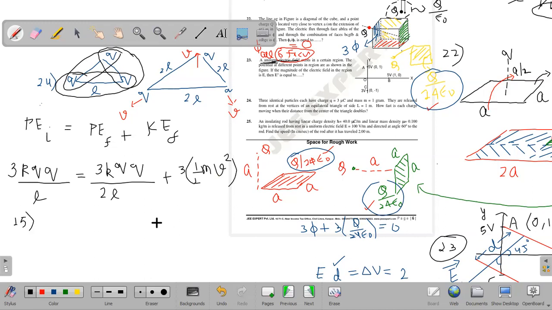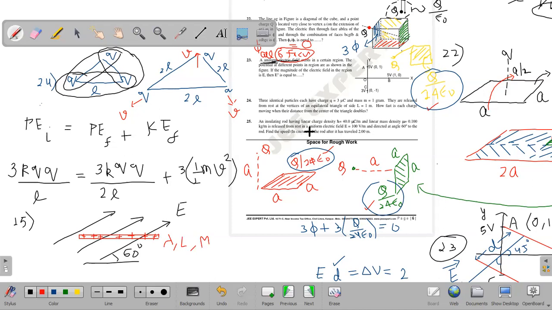Question 25. An insulating rod having linear charge density lambda and linear mass density mu is released from rest in a uniform electric field. Okay, so this uniform electric field is at an angle of 60 degrees. Inside that we have some rod. According to our question, the rod is positively charged. Length, lambda, and mass are all given.